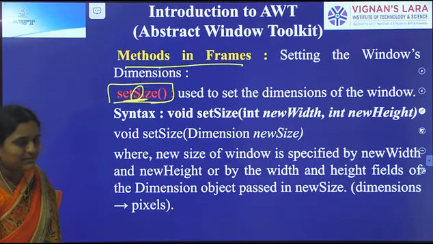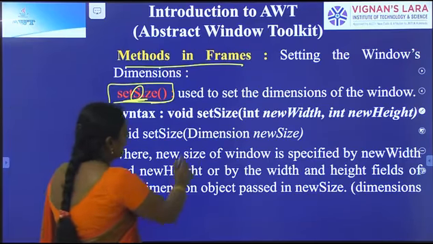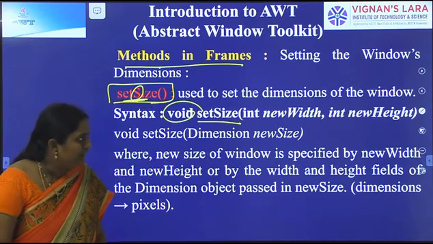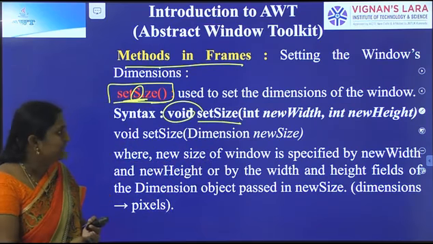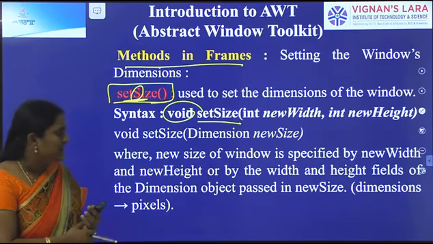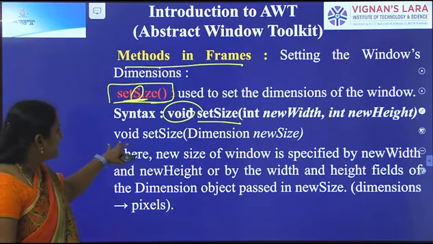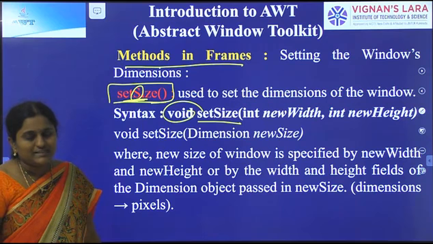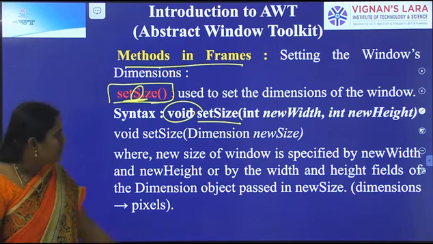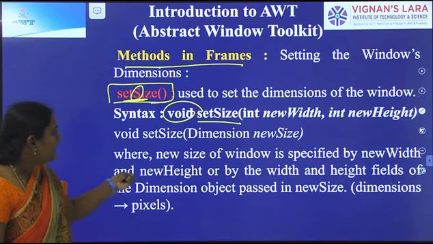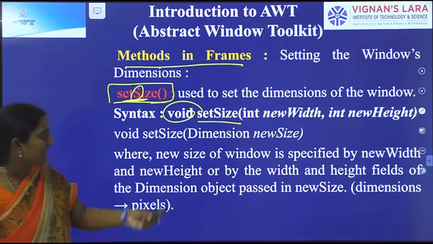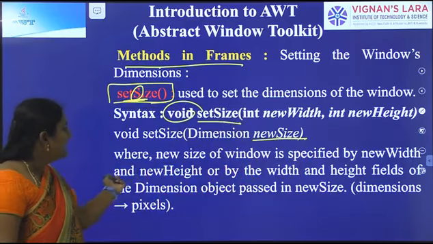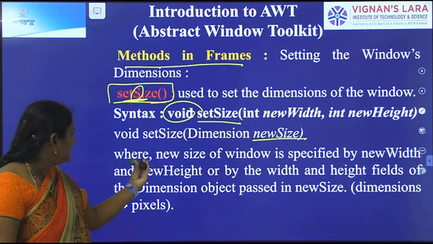So what is the syntax? Every method has some syntax. The setSize method has return type void, with two arguments, new width and new height. These two arguments are supplied to the setSize method. We can also declare void setSize(Dimension newSize). These two are valid syntaxes for setting the size of a window. Here Dimension means where the new size of the window is specified, by new width and new height.